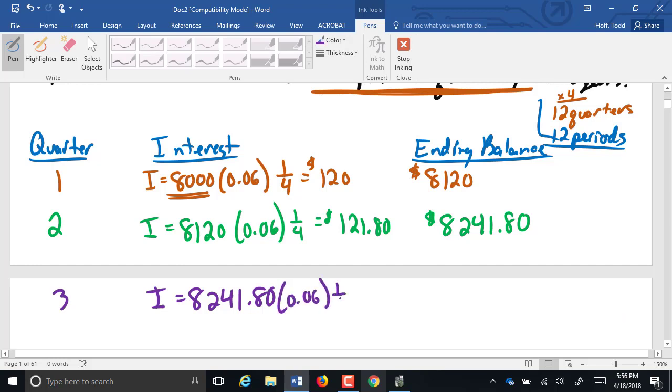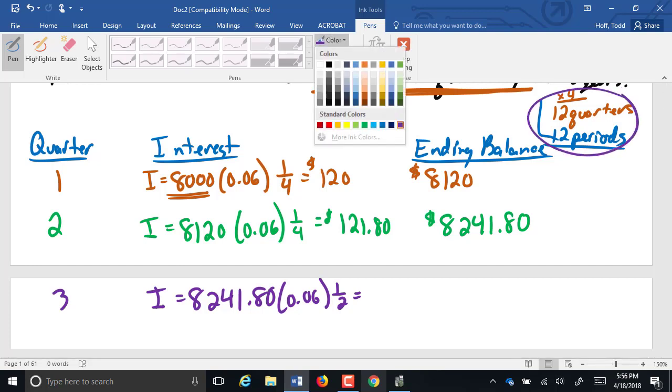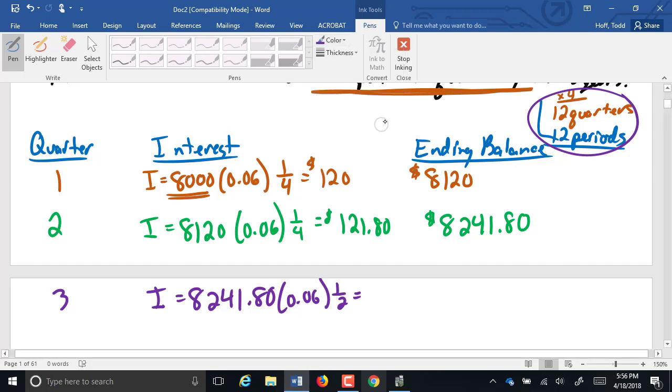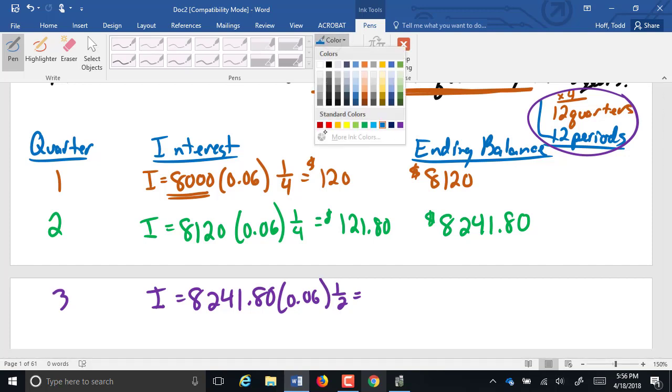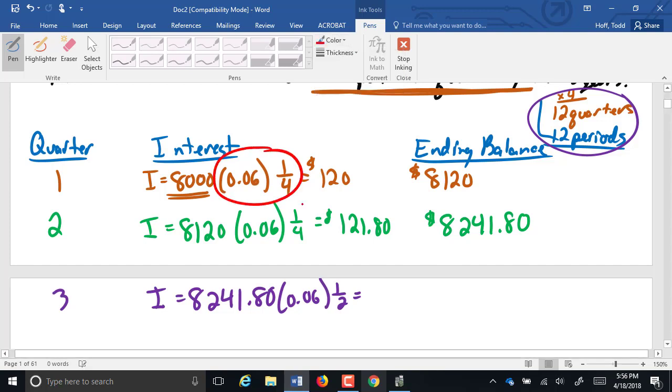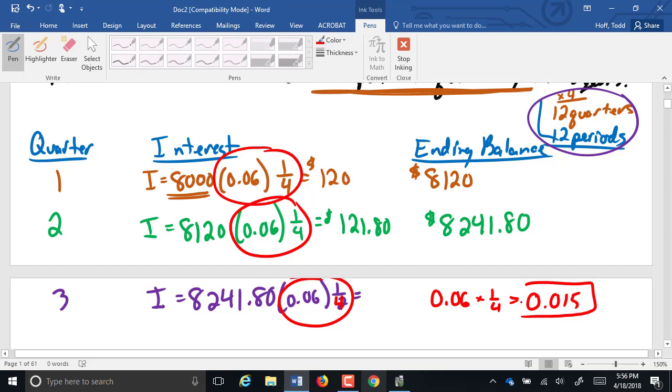Now, I'm not going to keep doing this because how many times would I have to do this? 12. I don't want to do this 12 times. So let's take a look at what is happening each of these times. First of all, let's look at this right here. Notice that's 0.06 times 1/4. That appears in each of those interest calculations. 0.06 times 1/4 is 0.015.